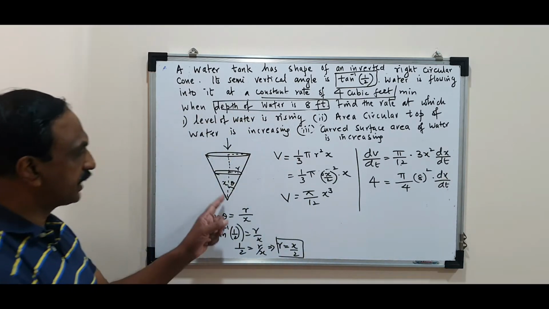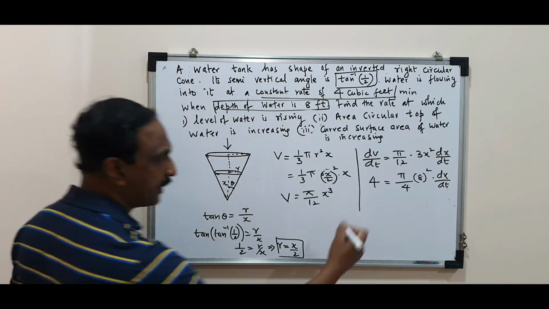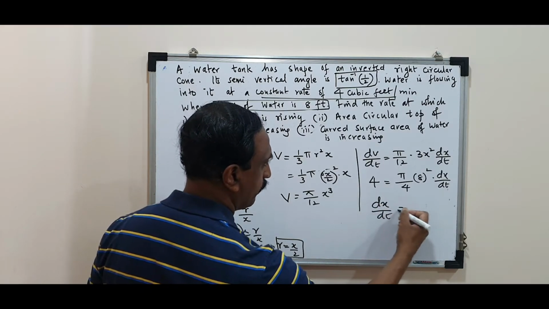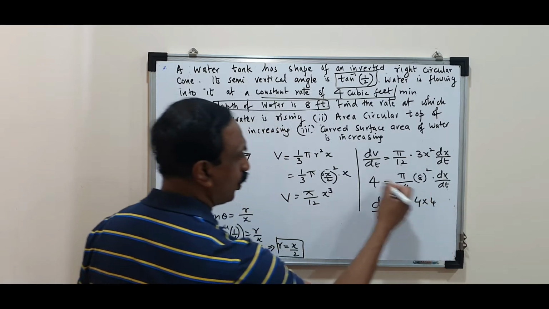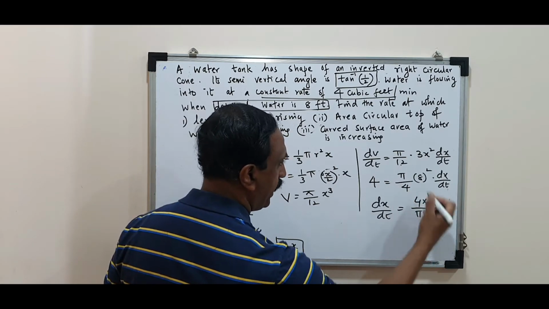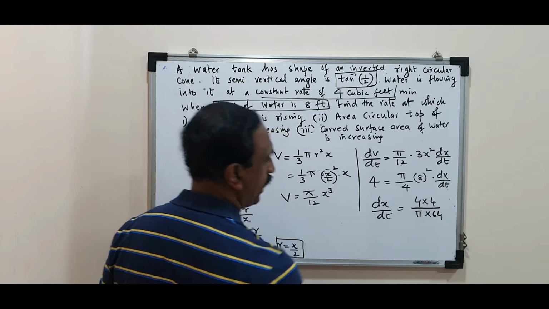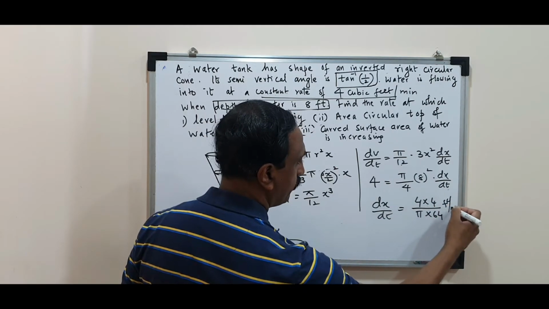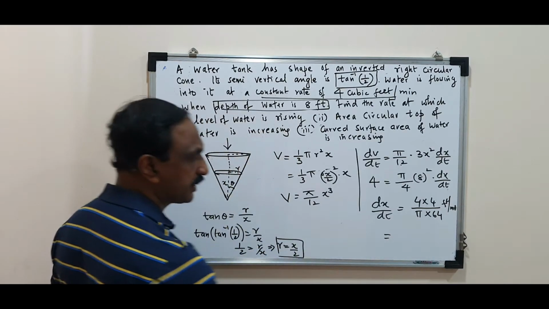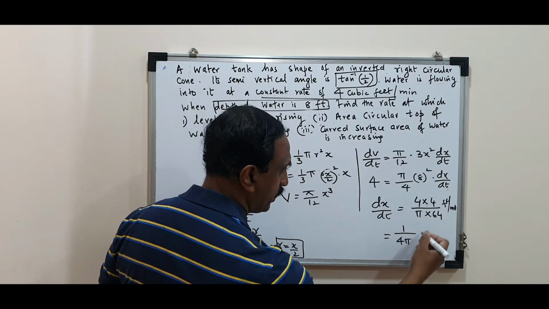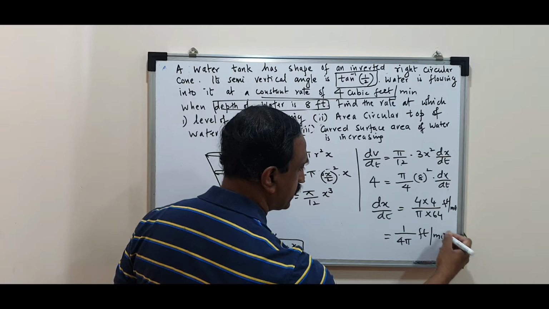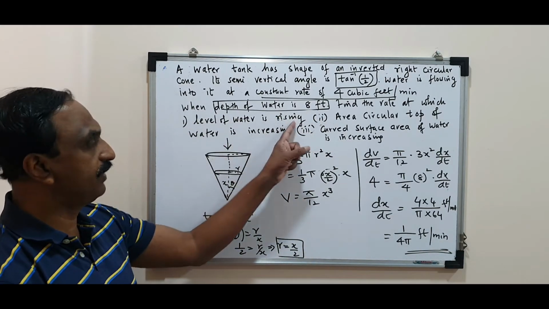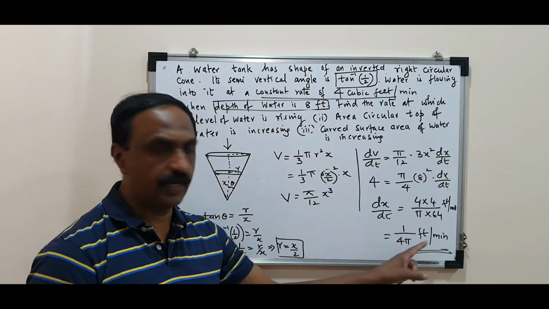So dx by dt is the rate at which x is varying. That means the height of the water level is varying. So dx by dt is 4 into 4 divided by pi into 64. And x is in feet, so feet per minute. So my final answer is 1 by 4 pi feet per minute, the rate at which the water level is increasing. The rate at which the water level is rising is 1 upon 4 pi feet per minute.